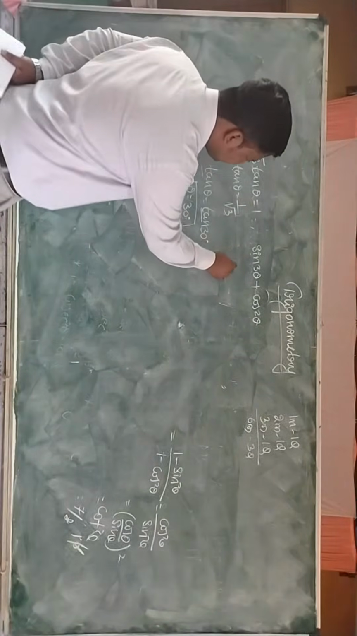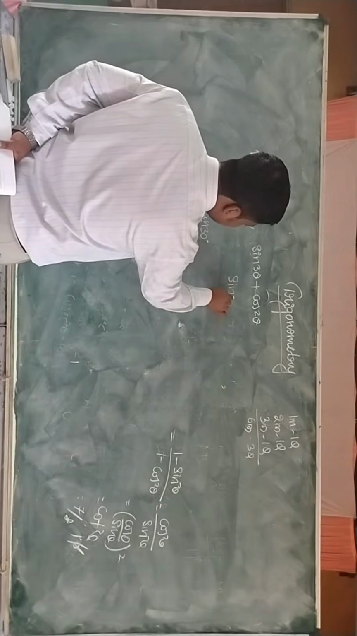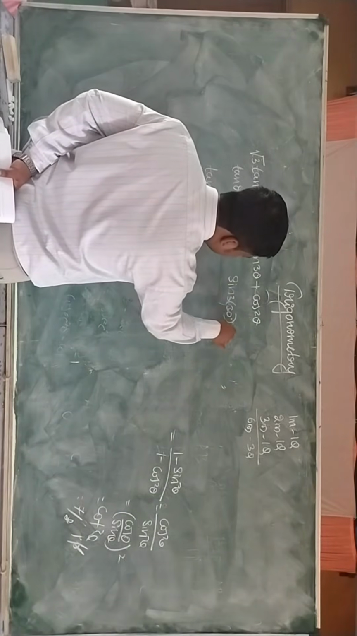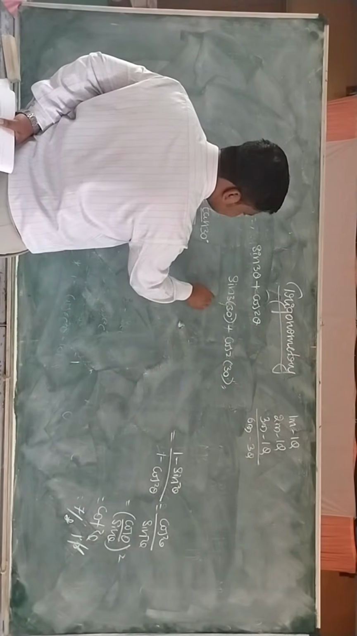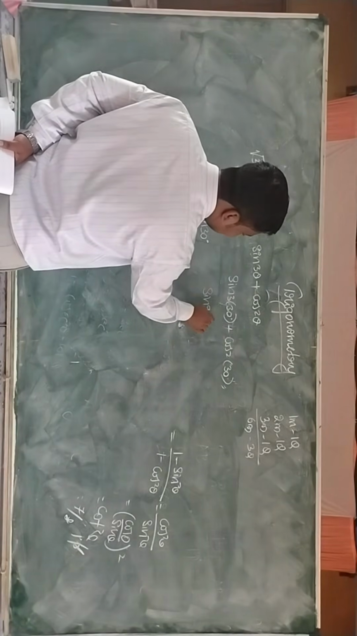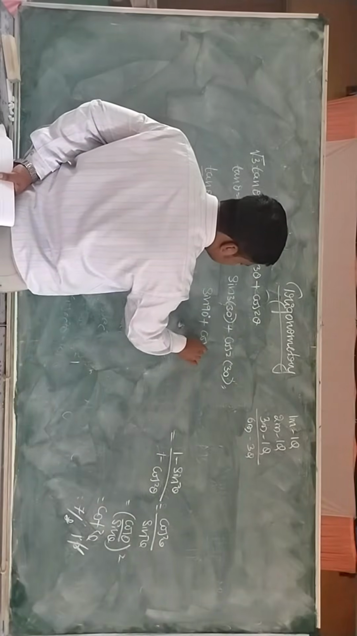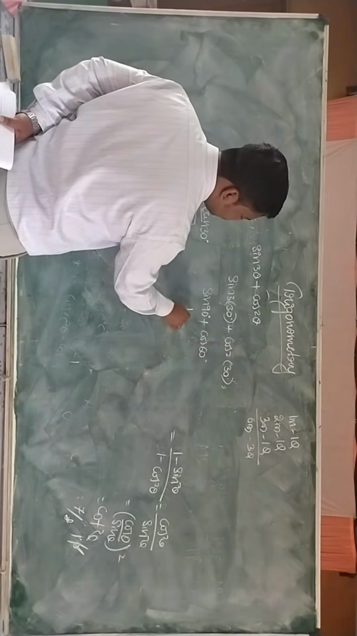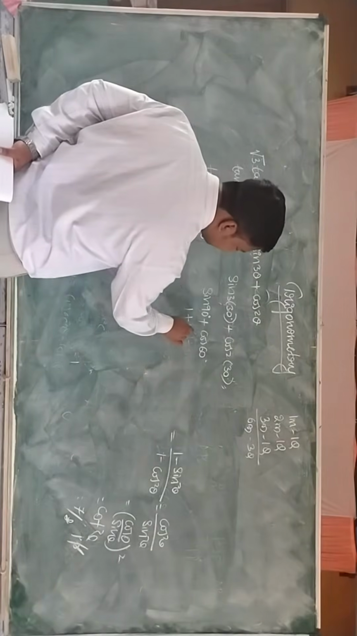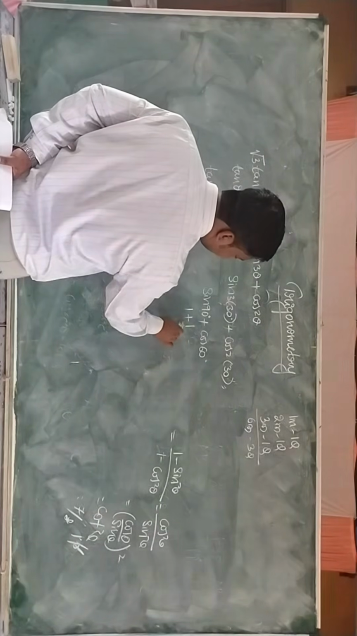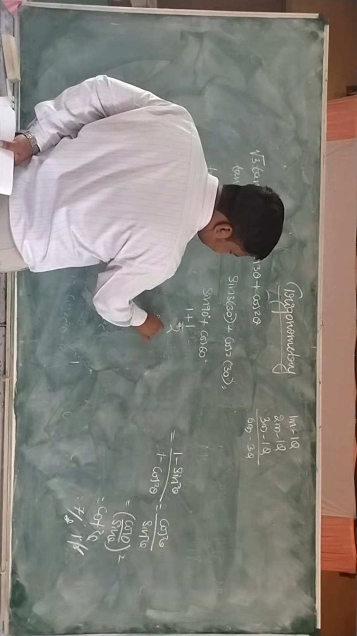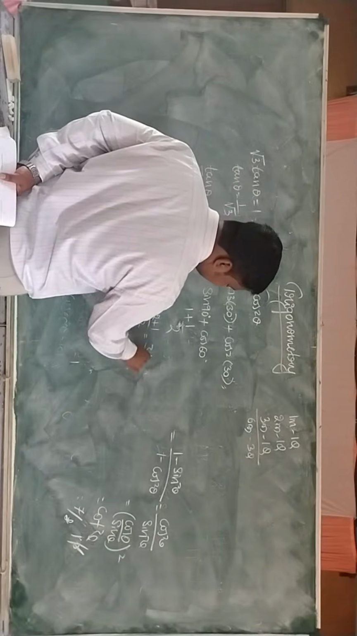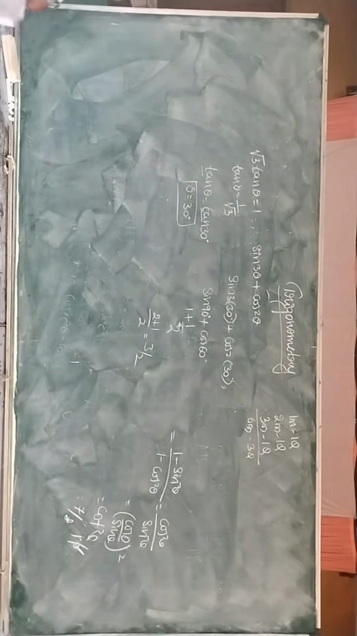Substitute 30 degree here. Sine 3 into 30 plus cos 2 into 30. 3 into 30 is 90. Sine 90 degree plus cos 60 degree. Sine 90 is 1. Cos 60 is 1 upon 2. So 1 plus 1 upon 2 is equal to 3 upon 2. Okay. Yes, next question.